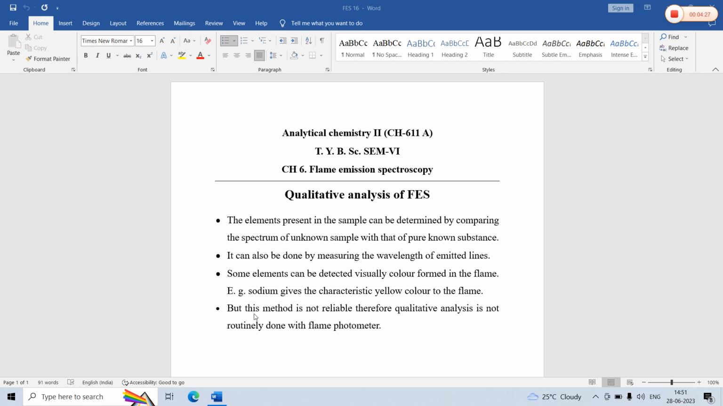And the last one is that this method is not reliable, therefore qualitative analysis is not routinely done with the flame photometer. So qualitative analysis is not routinely done for the elements, because this method is not reliable.